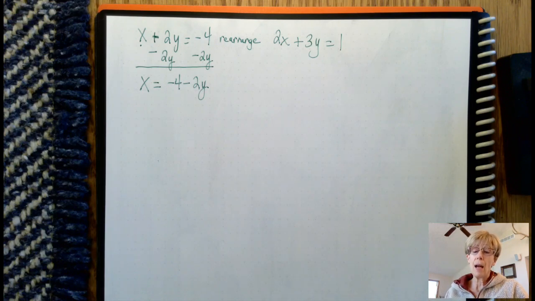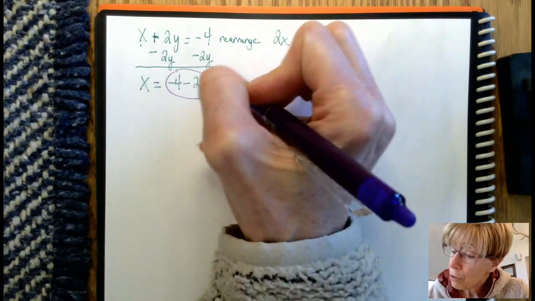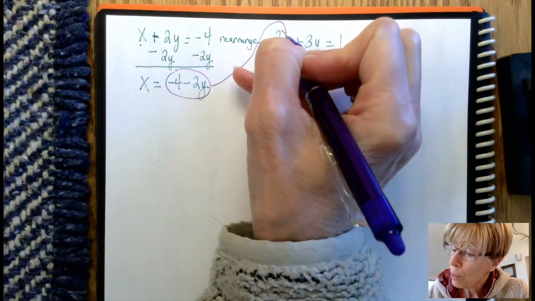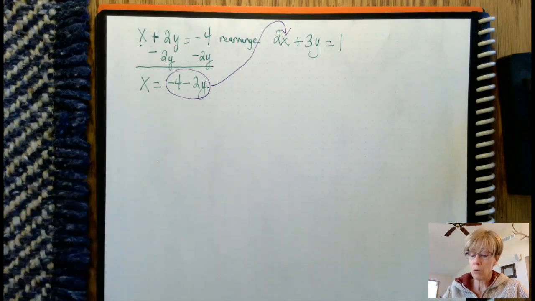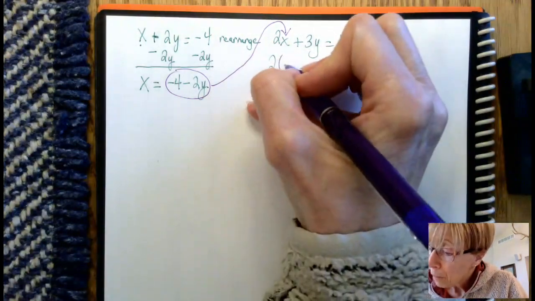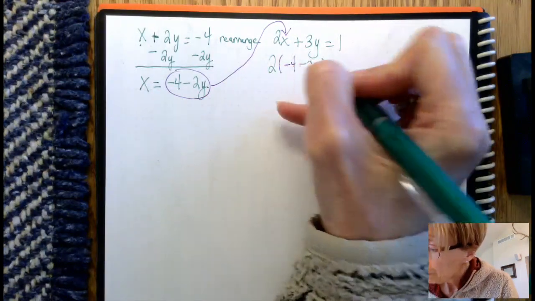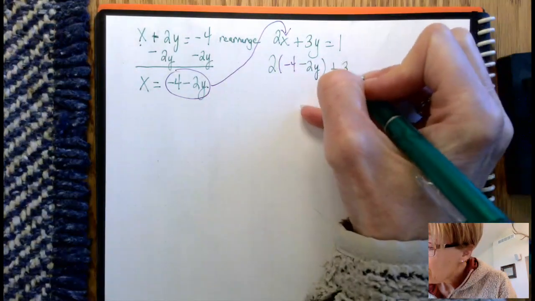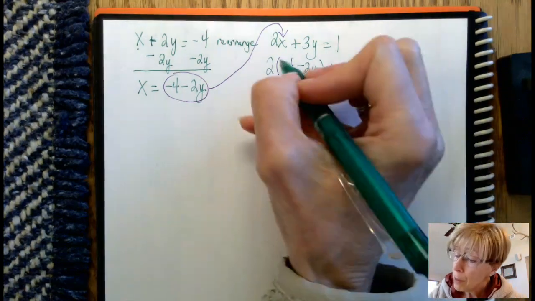And now that we have an x equals, or it could have been y equals, we're going to take this value and put it into the other equation where we see x. And we're putting it in because it says x equals. So this is 2 times -4 minus 2y, plus 3y equals 1. And now we're going to solve.